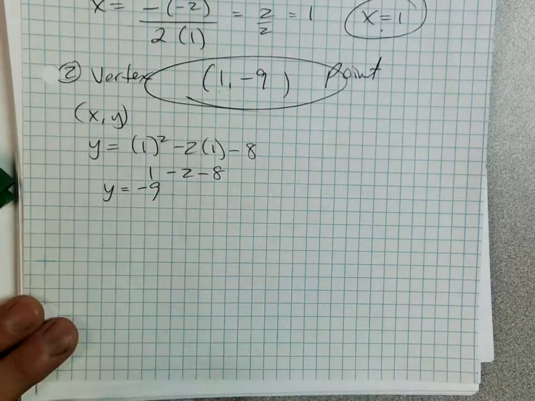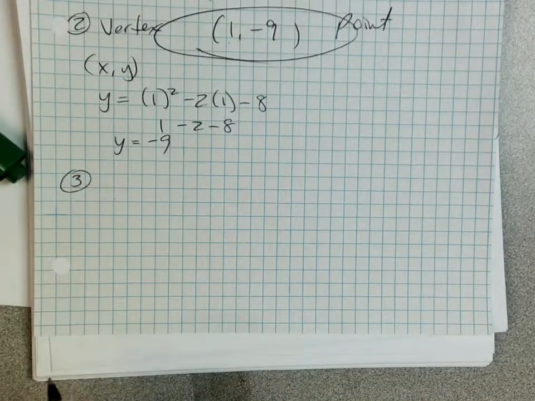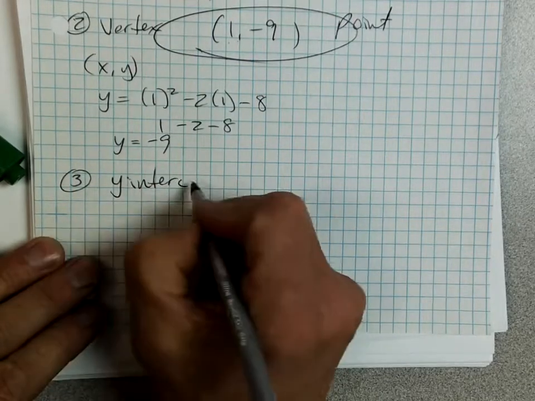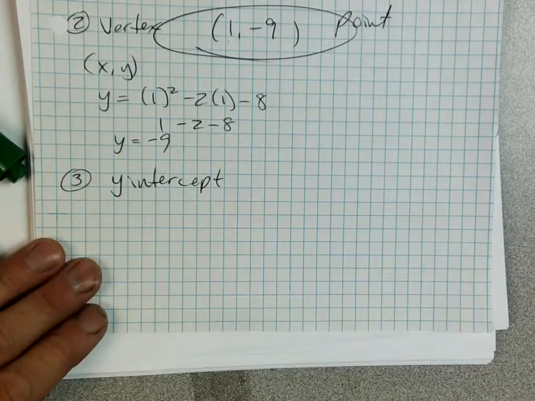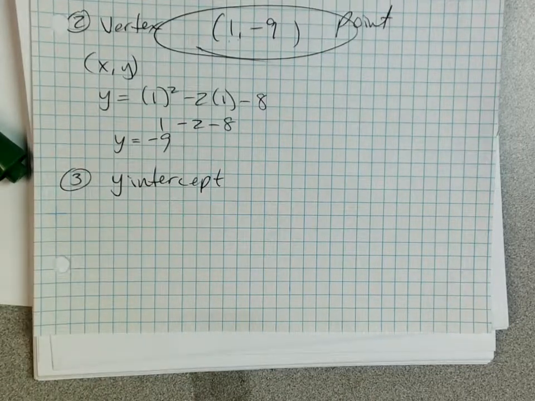Third thing, remember we said we had 4 characteristics we're going to look at. The third thing has to be my y-intercept, okay? The y-intercept on this picture is actually right here. Let me draw a different picture so it looks a little differently. Here's my y-intercept, right?